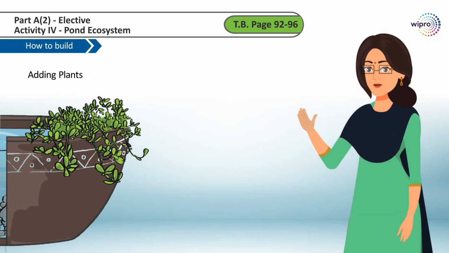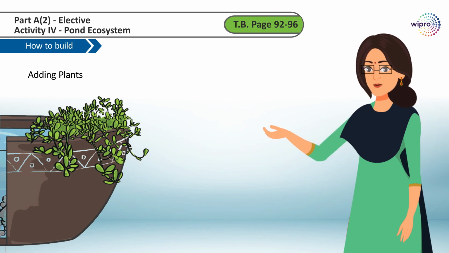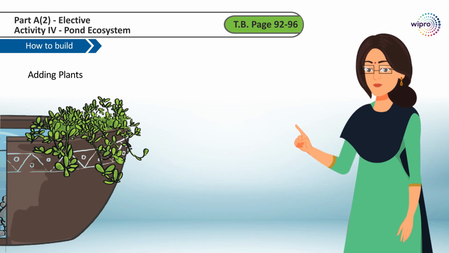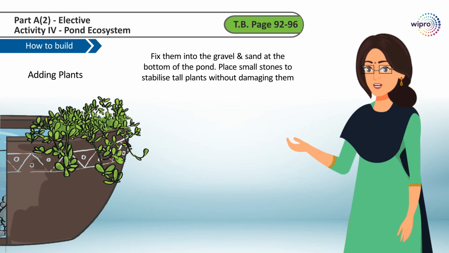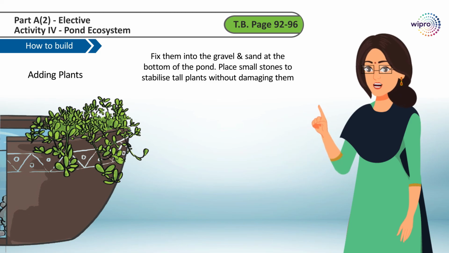Adding plants. Plants are an important part of the pond as they add oxygen to the water and provide food and shelter for wildlife. Plant aquatic plants in small pots or containers and place them inside the pond, or if planting directly, fix them into the gravel and sand at the bottom of the pond. Place small stones to stabilize tall plants without damaging them.